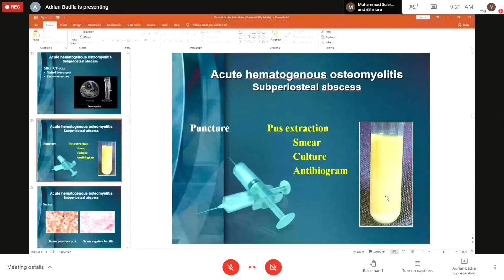In order to diagnose the subperiosteal abscess and in order to identify the bacteria, we will perform a puncture, we will extract some pus, and this will allow us to perform a smear, a culture, and an antibiogram.